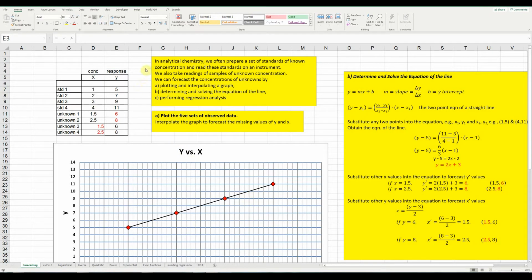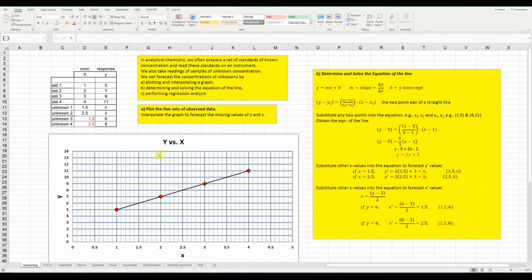In analytical chemistry, we often prepare sets of standards of known concentration, and we read these standards on an instrument and obtain an instrument response. We also take readings of samples of unknown concentration, and then we can forecast the concentration of the unknowns by any of several methods. For example, plotting and interpolating a graph, or determining and solving the equation of a line, or performing regression analysis. And before the days of Excel, and before the days of handheld calculators, it was all done graphically. Let's start here to make sure we understand.